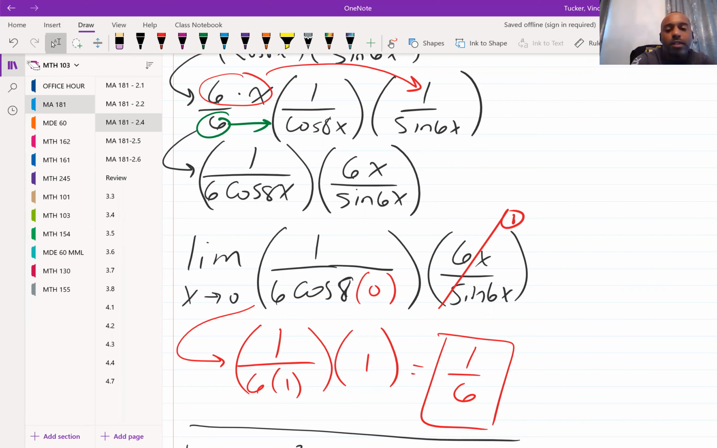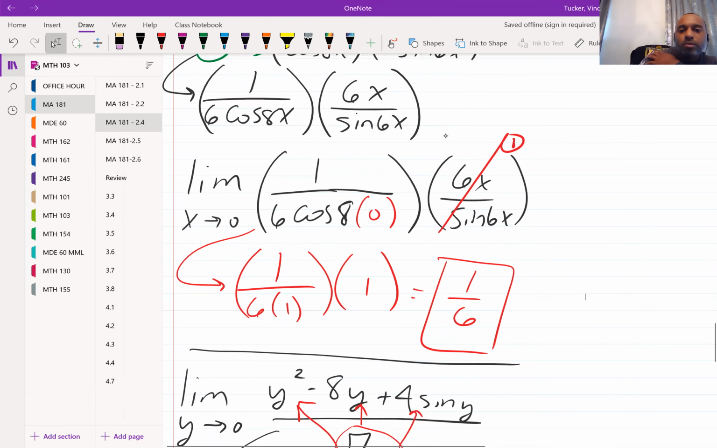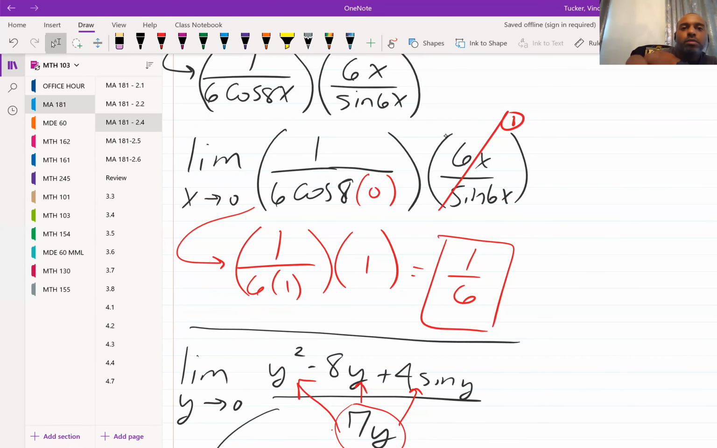Almost finished, almost finished. Then we got like one more. Any questions before we look at this next one? All right, let's see. I think this is our last one.